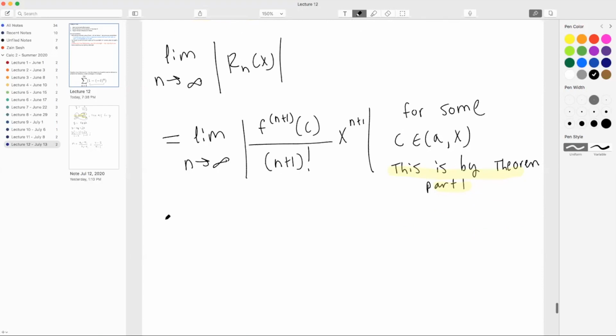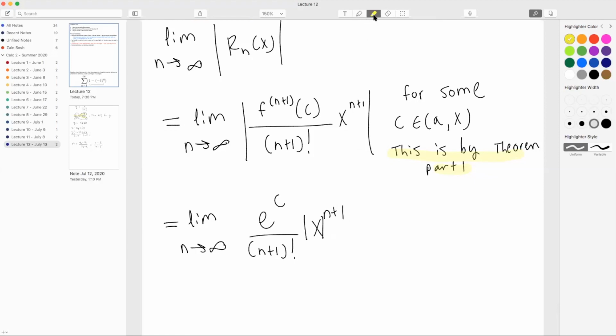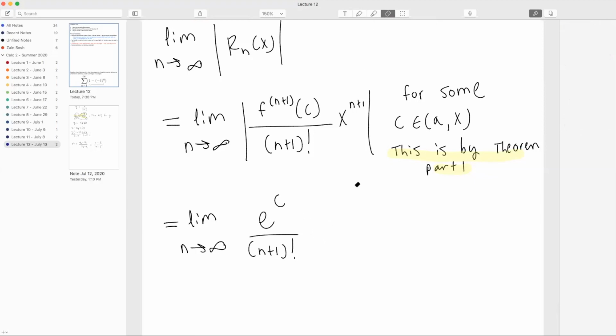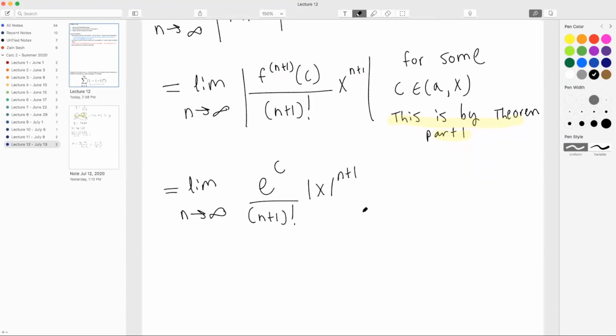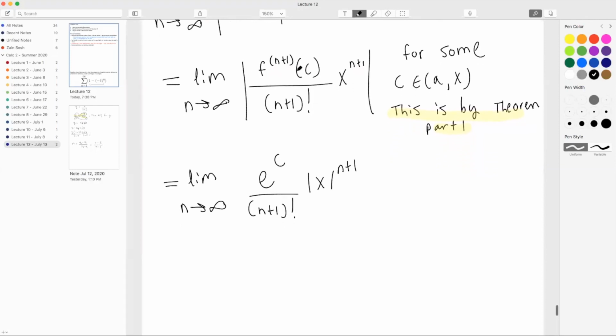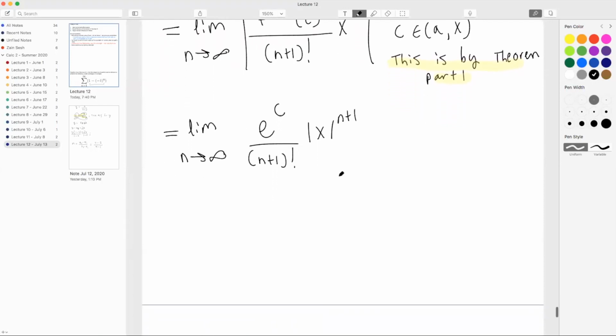Very good. And now we're in good shape because the n plus 1th derivative of e to the x is always e to the x, all right? And then I just plug in c. So this is nothing other than e to the c over n plus 1 factorial multiplied by x to the n plus 1. I'm just moving the absolute value to the x term, because everything else is positive. So I hope everyone's okay with why the numerator turned into e to the c. The n plus 1th derivative of e to the x is just e to the x, and then I just plug in x equals c. All right, good. We want to show now that this is 0.